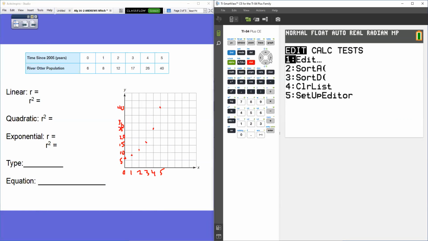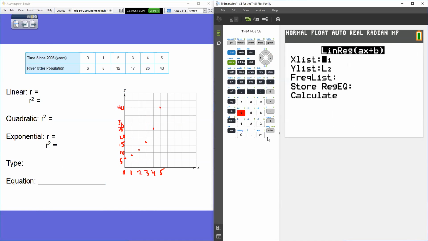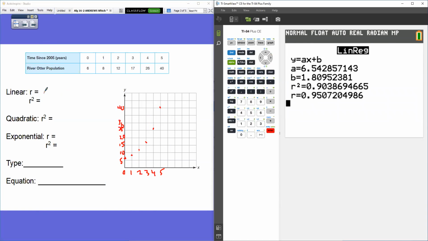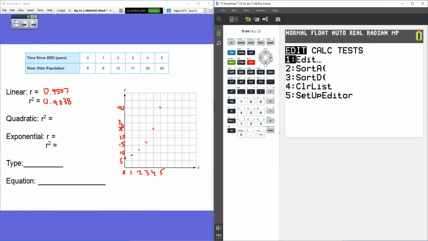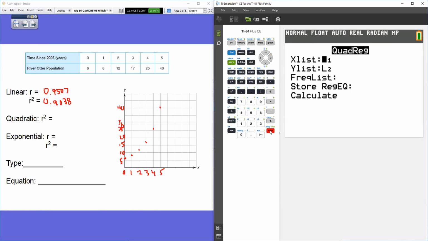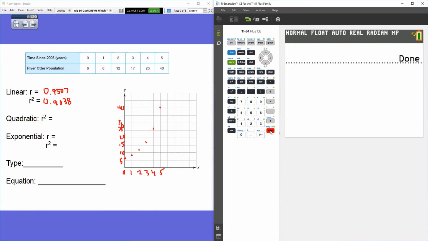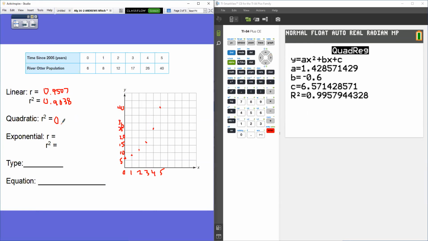So now we're going to go to Stat Calc. We're going to do number 4 first, linear regression, to find our R and our R squared. So our R value is 0.9507. Again, we're not rounding at all. Our R squared is 0.9038. Now quadratics. We're going to go to Stat Calc, number 5 this time, for quadratics. And doing the quadratic regression, our R squared value is 0.9957. That's really, really close to 1.